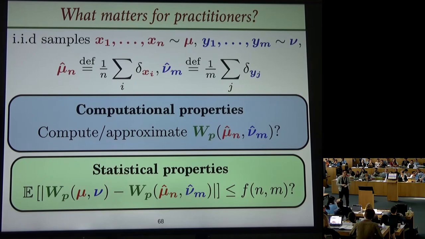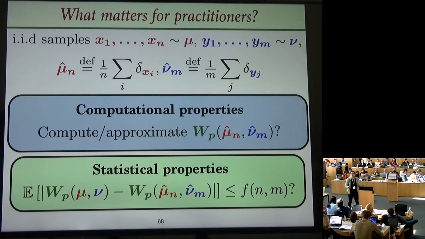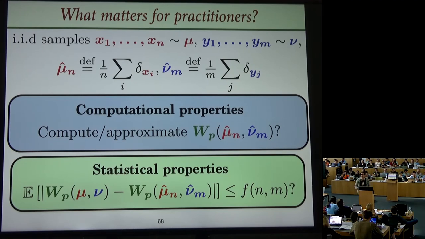So let me explain this mathematically. In machine learning, we will always assume that we have IID samples, well, not always IID, but let's say in this case IID, x1, ..., xn from some distribution mu, and y1, ..., ym from some distribution nu. We observe discrete distributions. So the first thing you can ask is, you're talking so much about the Wasserstein distance, is it useful? Is it efficient? Well, the first thing I want to know is, is it easy to compute? That's what I basically described. You can compute it in (n+m)·nm·log(n+m). This is a computational property. How expensive is it to compute it exactly, or maybe approximate it?